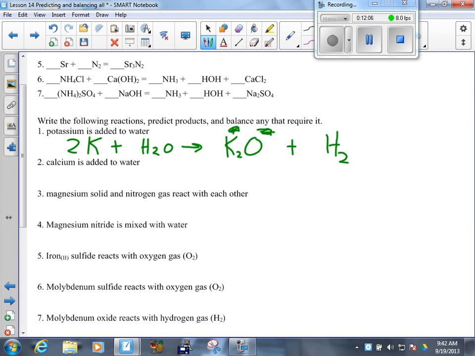Your other option could have been if you'd written this as K plus HOH. What do you get for products now? KOH plus H2. You still have hydrogen, so you have to go back and rebalance. So you have to put a 2 here. Weird, huh? The reality of it is that when you put those things together, both things happen, for all intents and purposes.